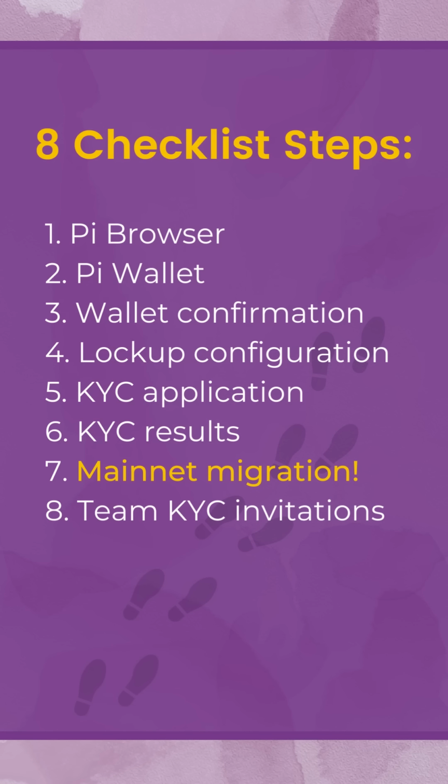Overall, the Mainnet Checklist is divided into 8 steps listed below. In this video, we'll explain each step in detail. After step 7 is complete, your transferable balance will be enabled to queue up for migration to the Mainnet blockchain.